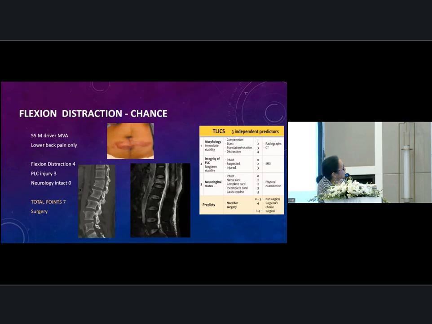And flexion distraction injury, the Chance fracture, occurs when there's a seatbelt injury. There's a seatbelt injury associated with these Chance fractures usually. There's a 55-year-old male driver who had lower back pain only. He had this fracture which ran through the body and into the facet joints. It's a flexion distraction injury, which is scored a 4. He's got ligamentous injury, which is 3. So he's a definite surgical candidate, even though just on spec, it looks like a fairly benign fracture.